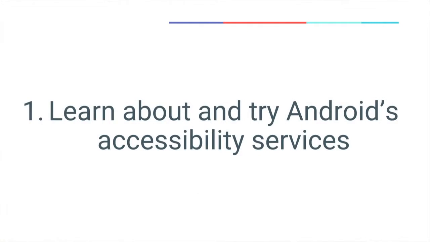That all sounds good, but how do we do that? So the first thing that you need to do is to be familiar with and try the different accessibility services. This is what the Applicable Program is doing: you want to understand the experience of different users with different needs.